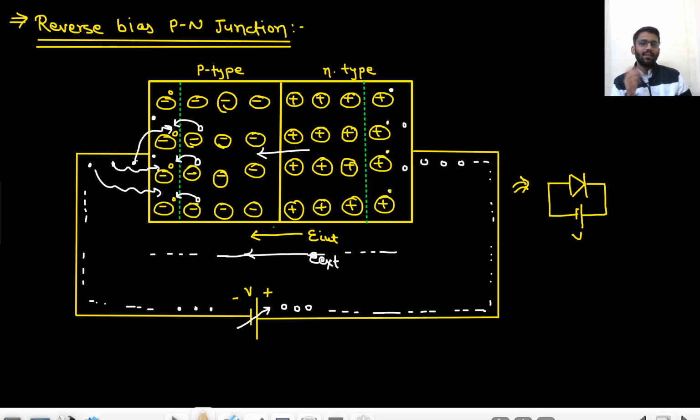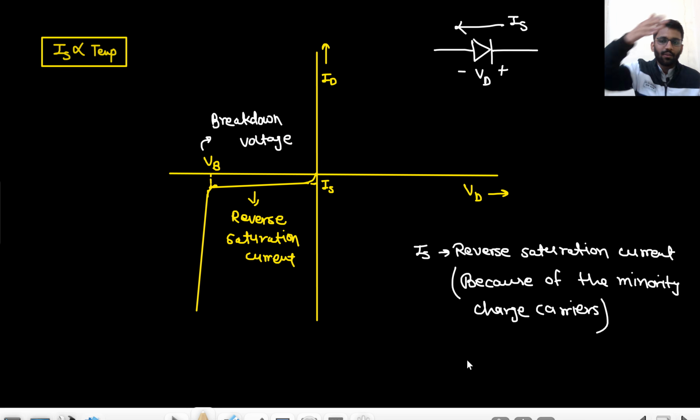So what did we study? Because of the minority charge carriers, there is always some current, even if you keep on increasing the reverse bias. But if you increase the reverse bias so much that a very high amount of current flows in the diode, that voltage is known as the breakdown voltage. And IS was the reverse saturation current, developing because of the minority charge carriers. So basically we have seen everything for the diode, the PN junction, forward bias and reverse bias. Let's revise quickly.